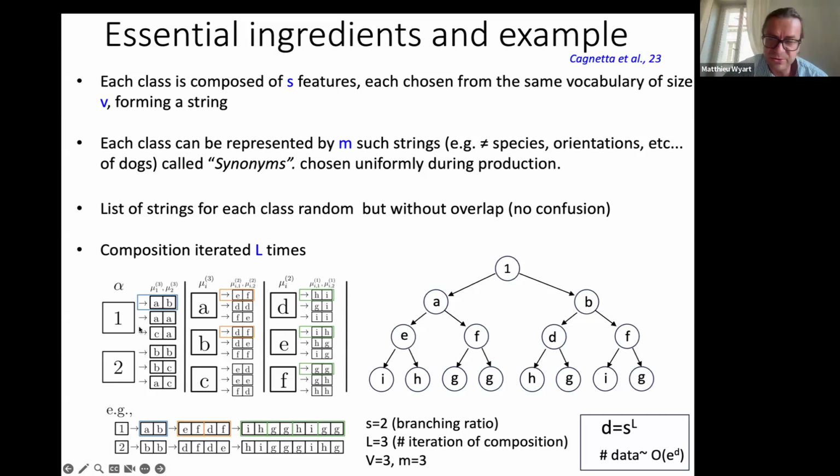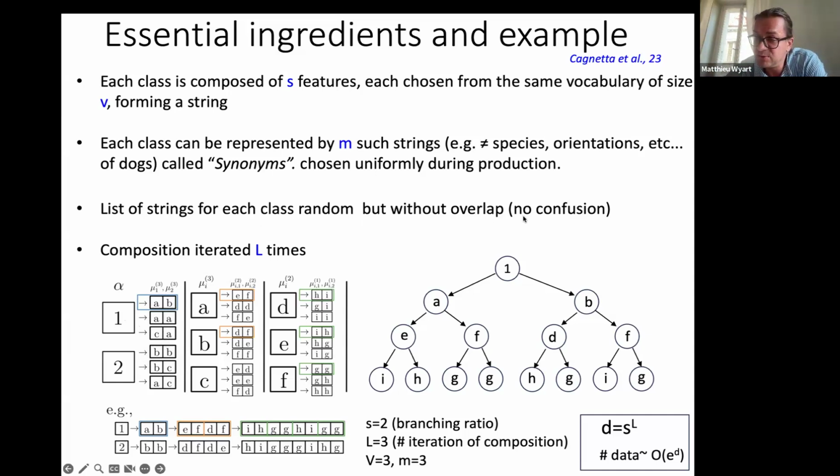How do we choose the set of strings that go for the dog and the set of strings that go for the cat? Well, they're just random sets of strings, but they have no overlap. So there is no confusion. In this model, a cat and a dog can never be confused.